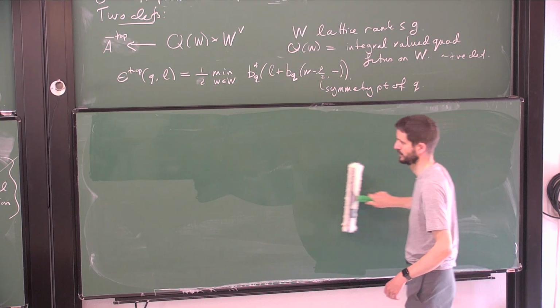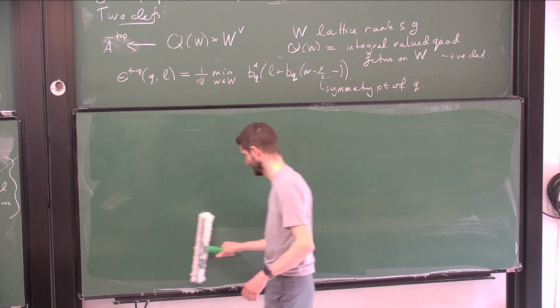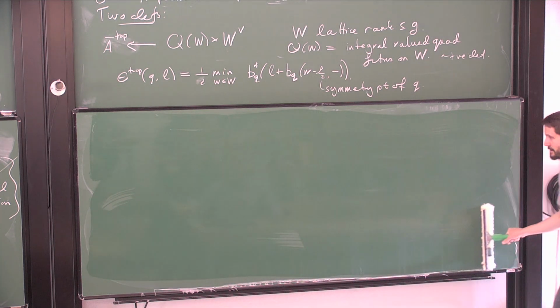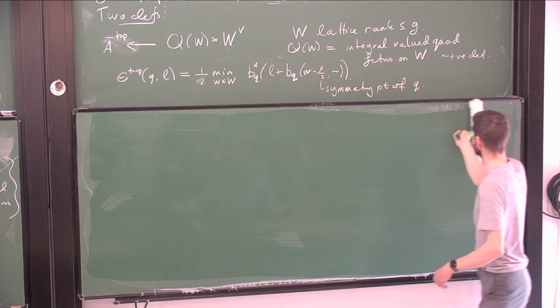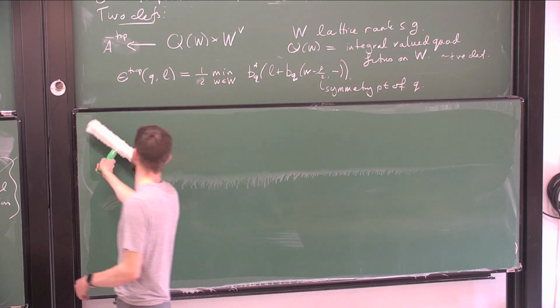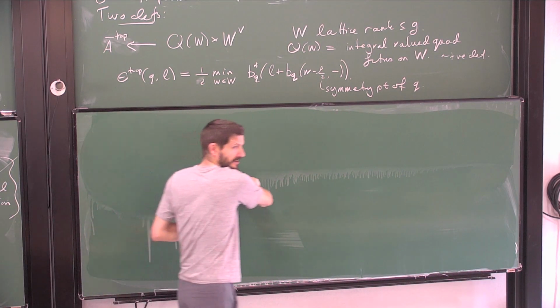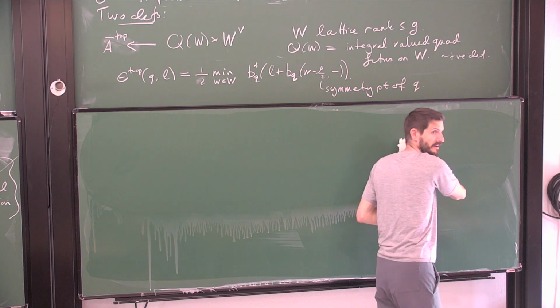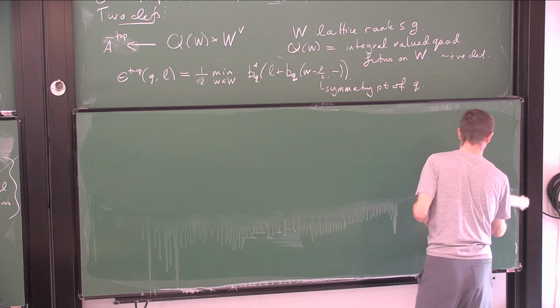Sorry, what was BQ star? BQ star is the dual bilinear form of BQ. Because I just mean plug the same thing in twice. The quadratic form. Okay.